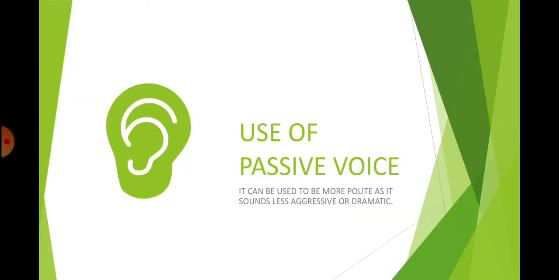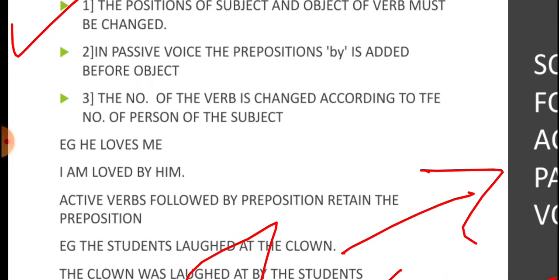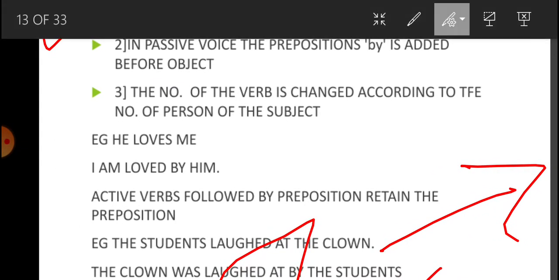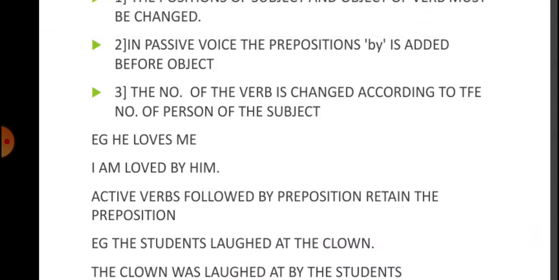That is the preposition. Now next, the number of the verb is changed according to the number and person of the subject. That means here the example is: he loves me. So in passive voice we will change it to: I am loved by him. So "am" is changed.